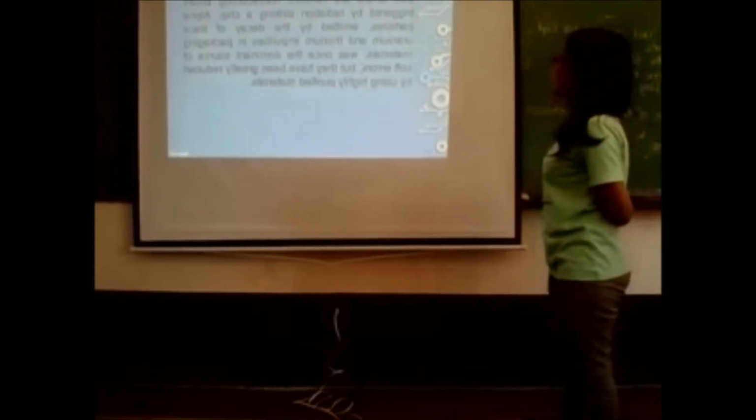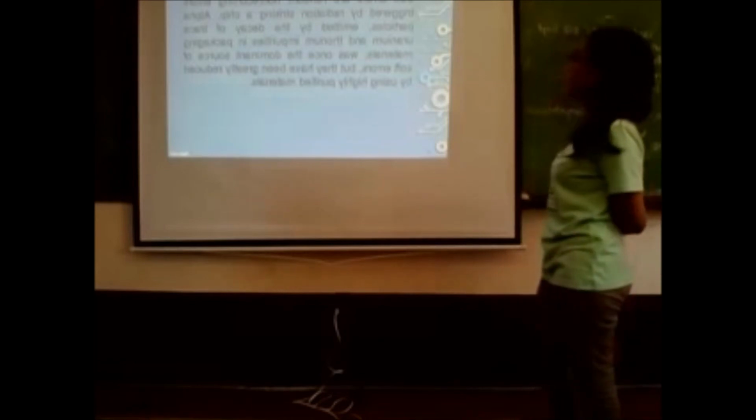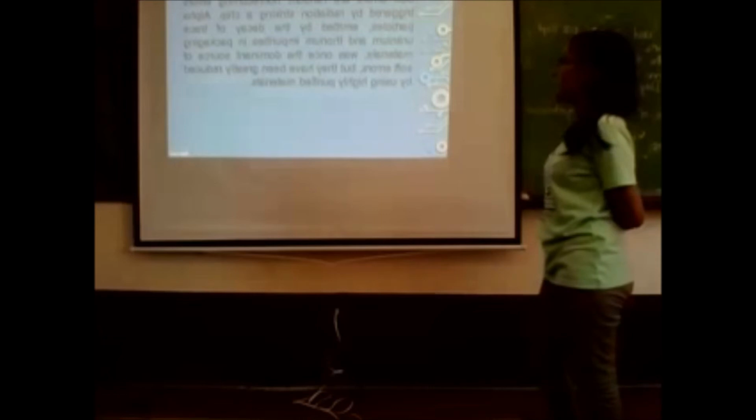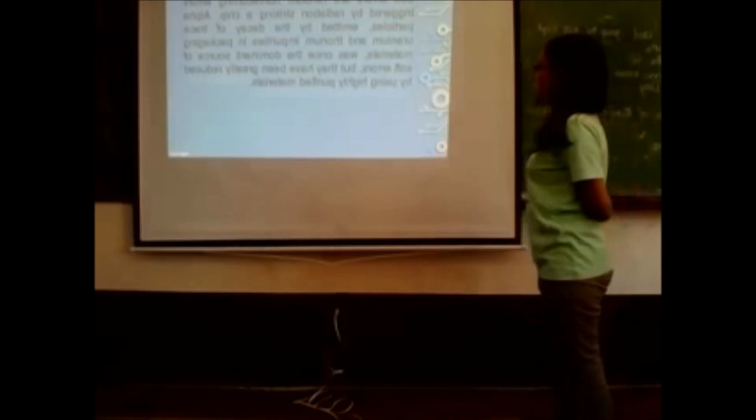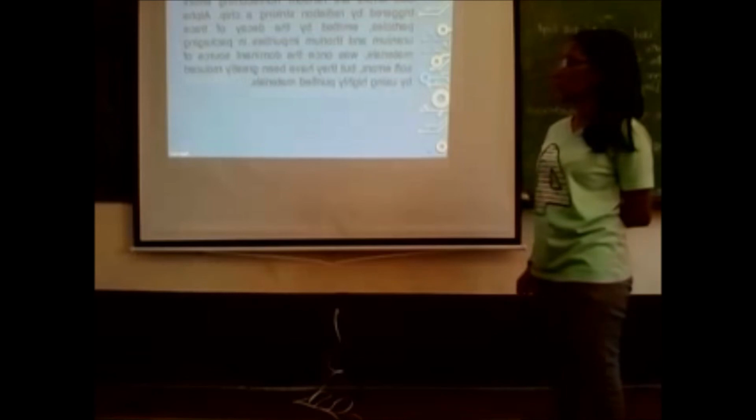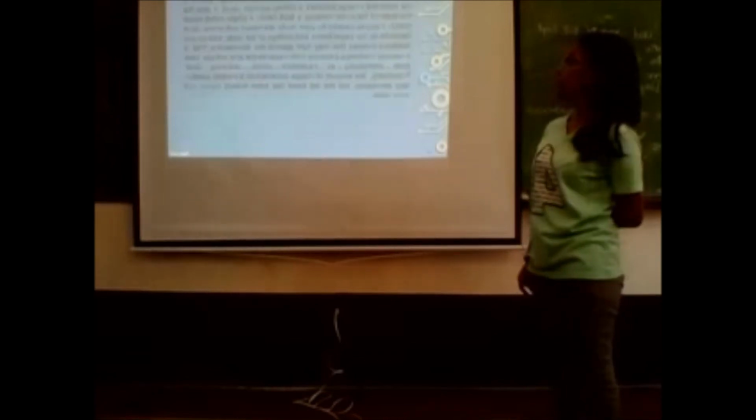Soft error. Soft errors are random recurring errors triggered by radiation striking the chip. Alpha particles emitted by the decay of uranium or impurities in packaging materials was the dominant source of soft errors, but they have been greatly reduced by using highly purified materials.